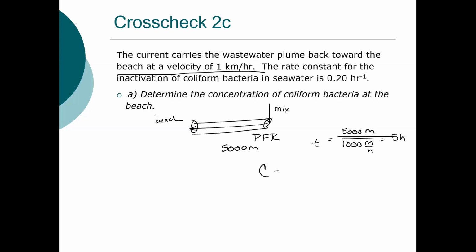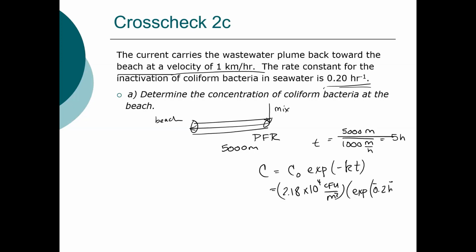And again, we have C equals C naught e to the minus kt. In this case, the water's probably colder, so the decay rate is slower. And this is just equal to the 2.18 times 10 to the 4 that we just calculated times e to the negative 0.2 inverse hours times 5 hours. And that is about 8,000 CFU per meter cubed.